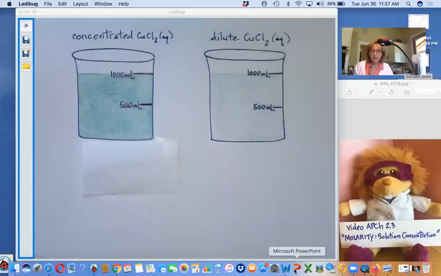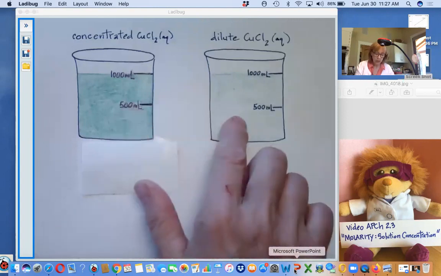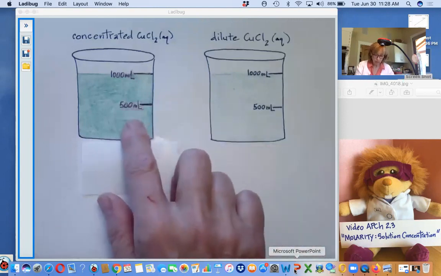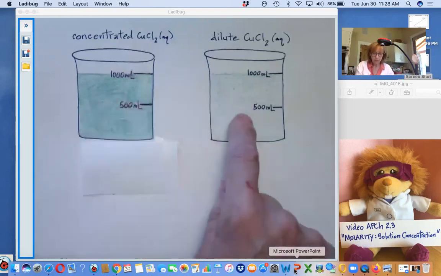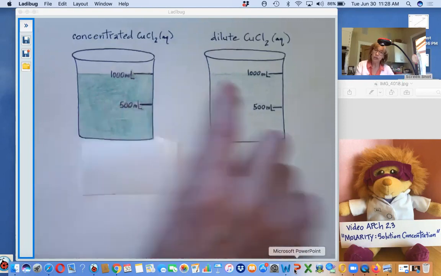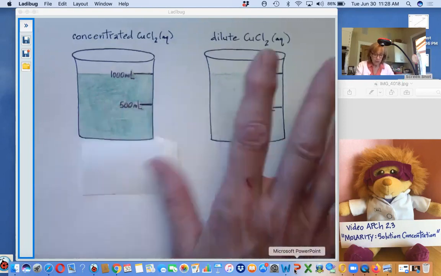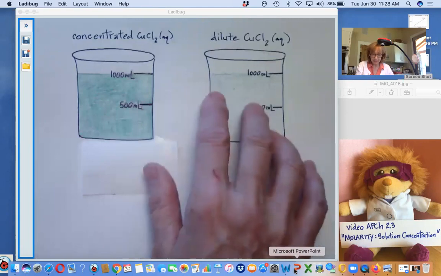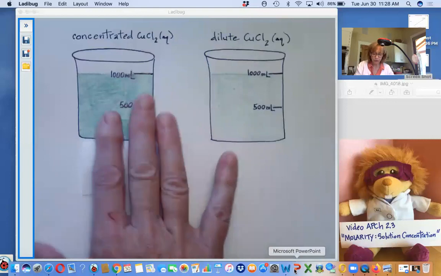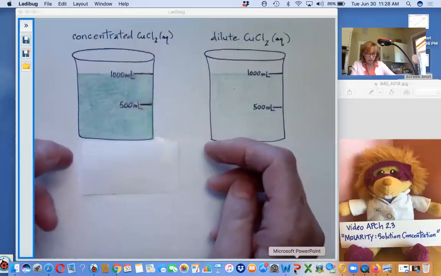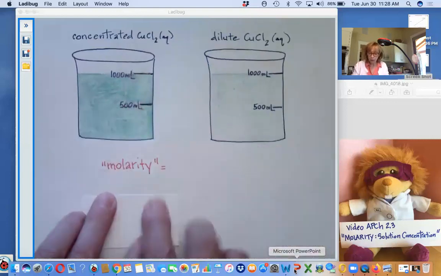Hey guys, today's video is about solution concentration and specifically the concept of molarity. So you can see here that I have two solutions of copper chloride. And clearly this one, which is a darker color, is a concentrated solution and this one is more dilute. Well, if we want to quantify the description of these, not just the words concentrated and dilute, but give numbers to it, that's going to involve a concept known as molarity.